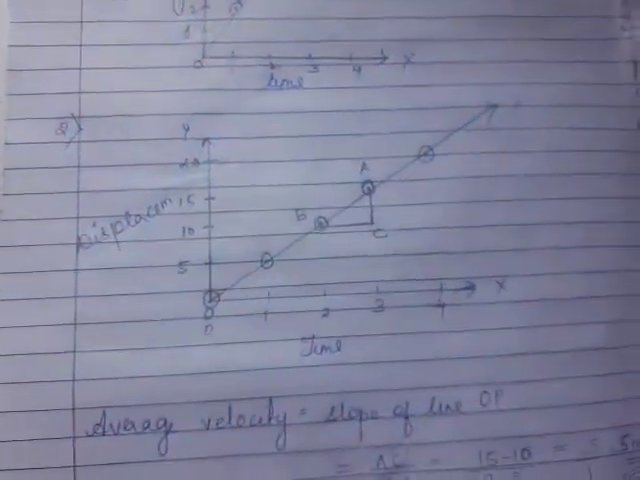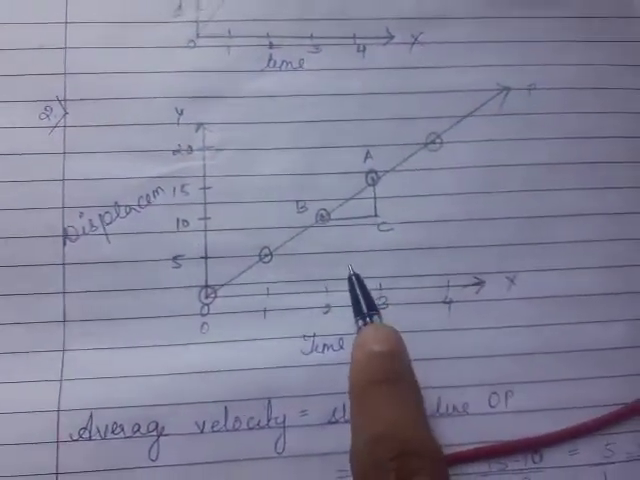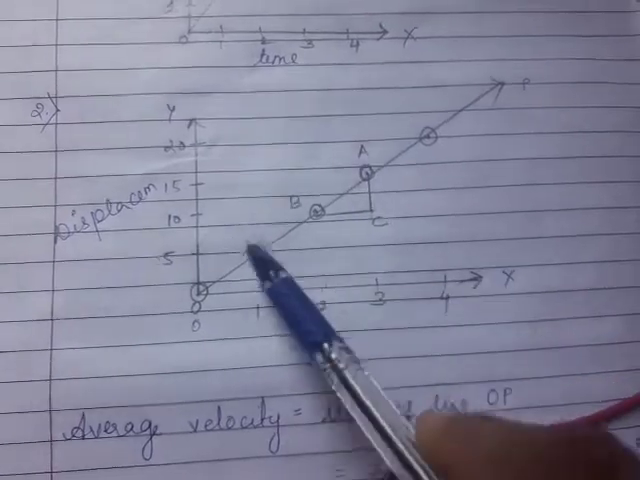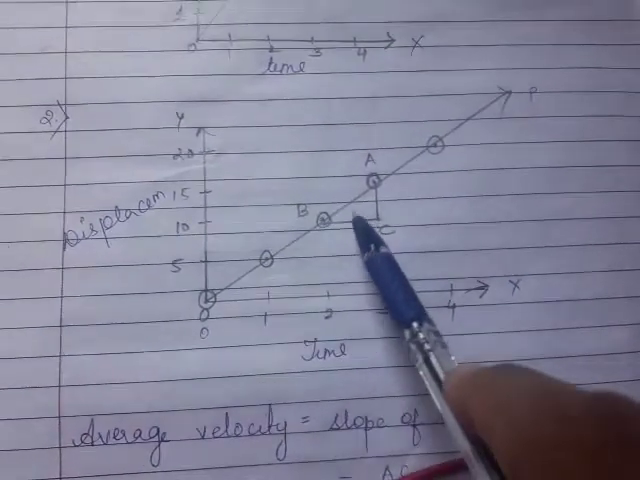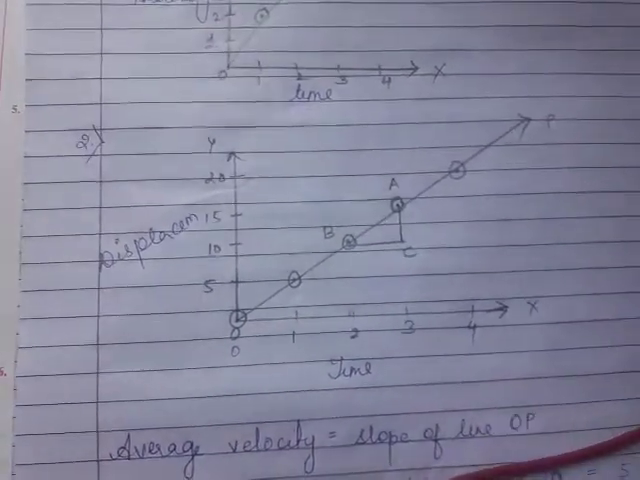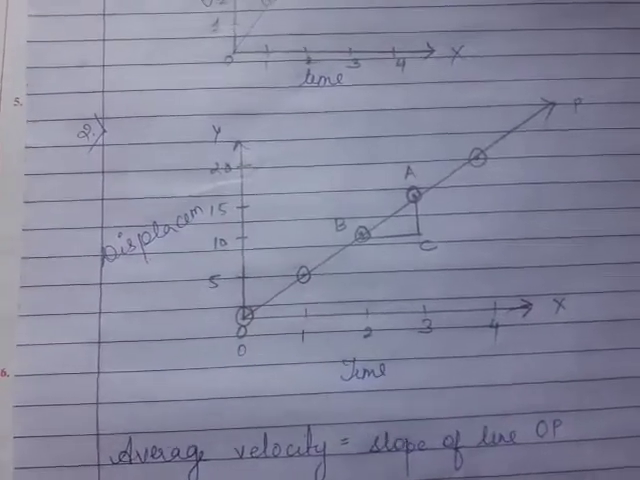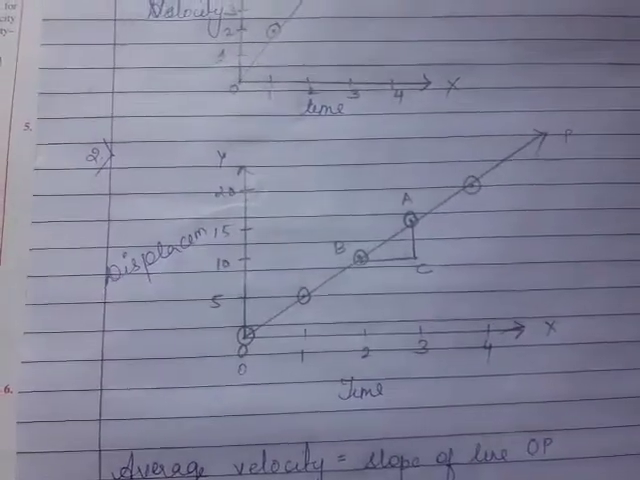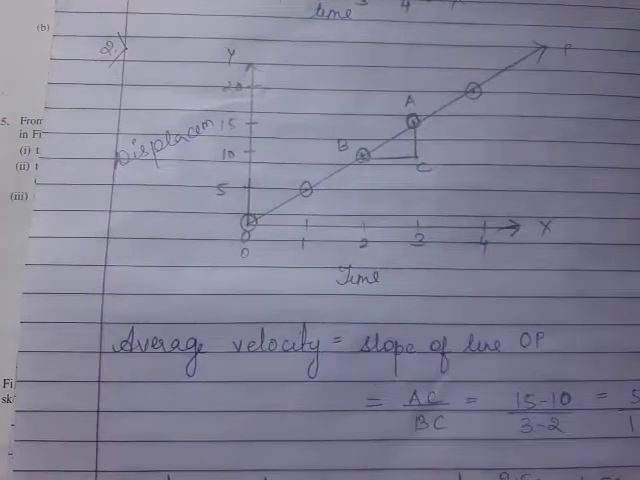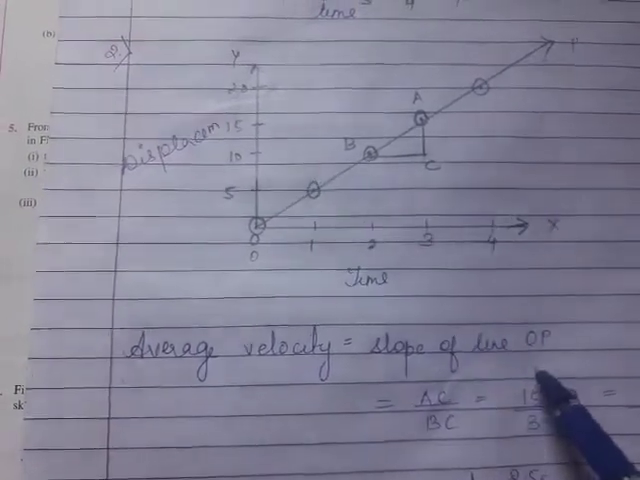It's a straight line which is inclined to the time axis. Now what are we supposed to find out? We are supposed to find out the displacement as well as the average velocity. Okay, now how will we find out the average velocity? Average velocity can be found by taking the slope of this line OP.